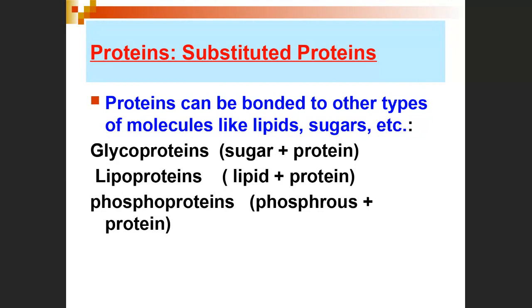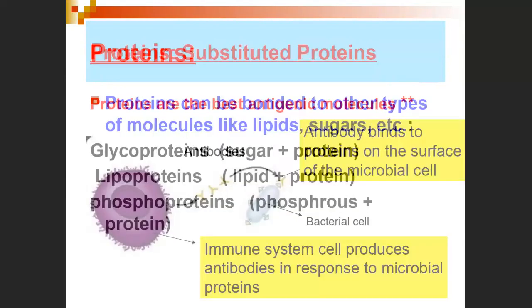Okay, so another characteristic of proteins which is important is that they can attach to other compounds very easily. So they can attach to sugars, lipids, phosphorus, and so we have these complex proteins: glycoproteins, lipoproteins, phosphoproteins. So these can be not only large and complex molecules on their own, but on top of that, they can make themselves even more complex by attaching to other compounds.